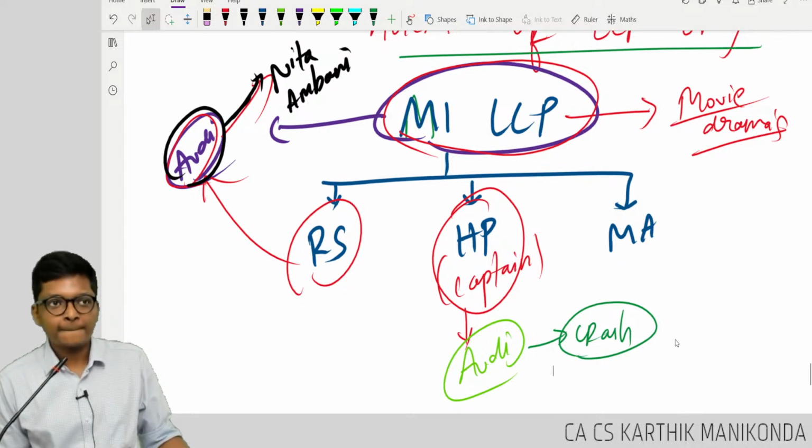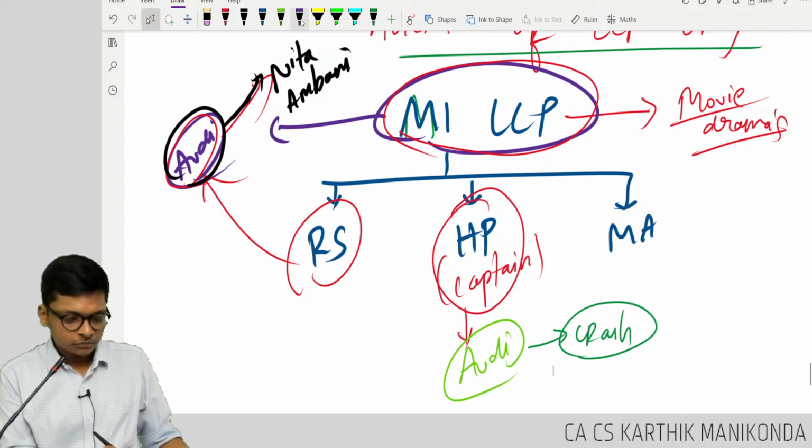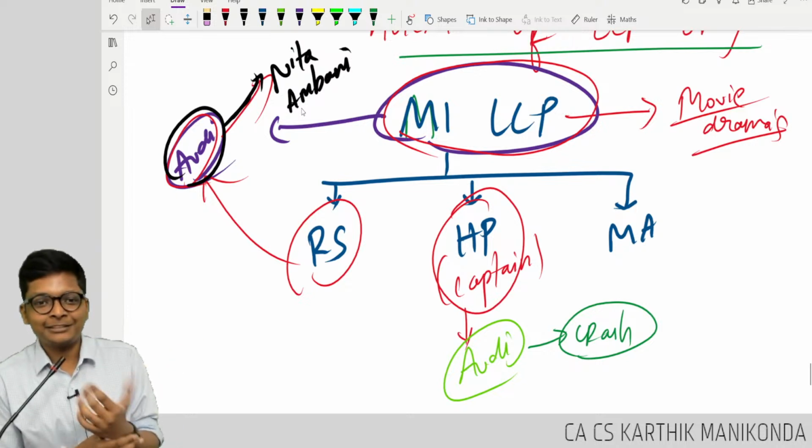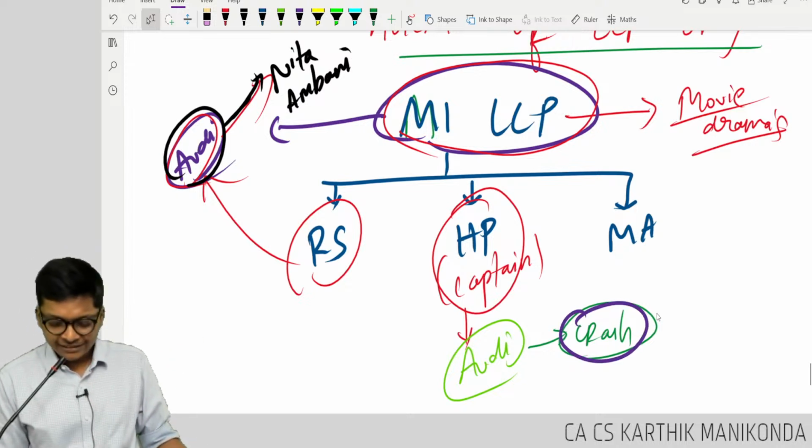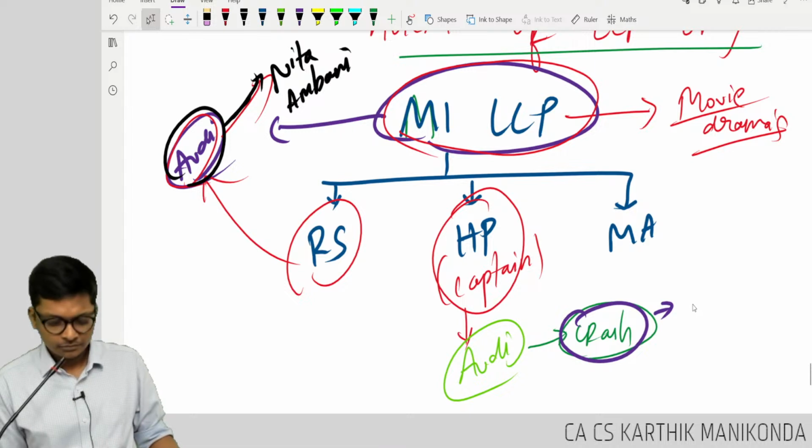Whom he crashed? Neeta Ambani already crashed. Again crashed. Now what will happen? Fast, guys. Anil Ambani.